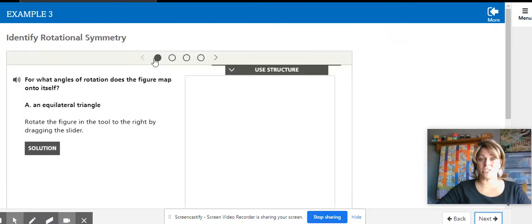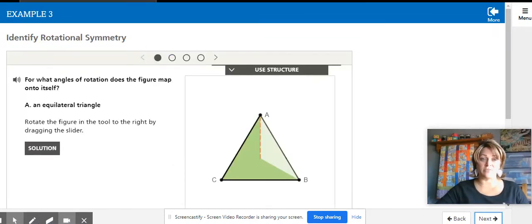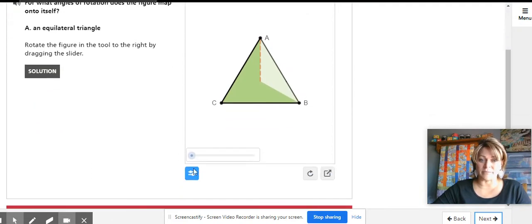Now we're going to talk about rotational symmetry. This is where some math is involved. Not a lot of math, but there is math involved. For what angles, so this is actual angles, talking degrees, of rotation does the figure map onto itself? This is an equilateral triangle. It tells you that. And then it gives you a tool down here.